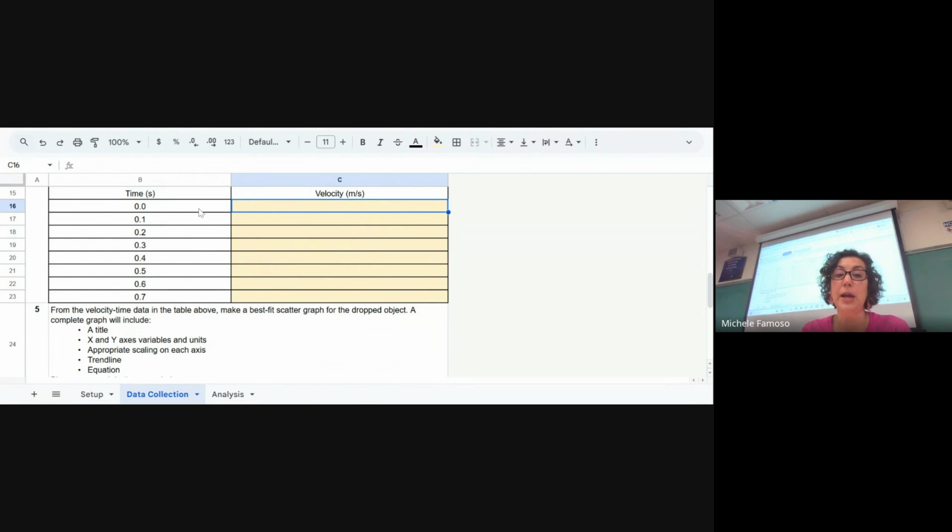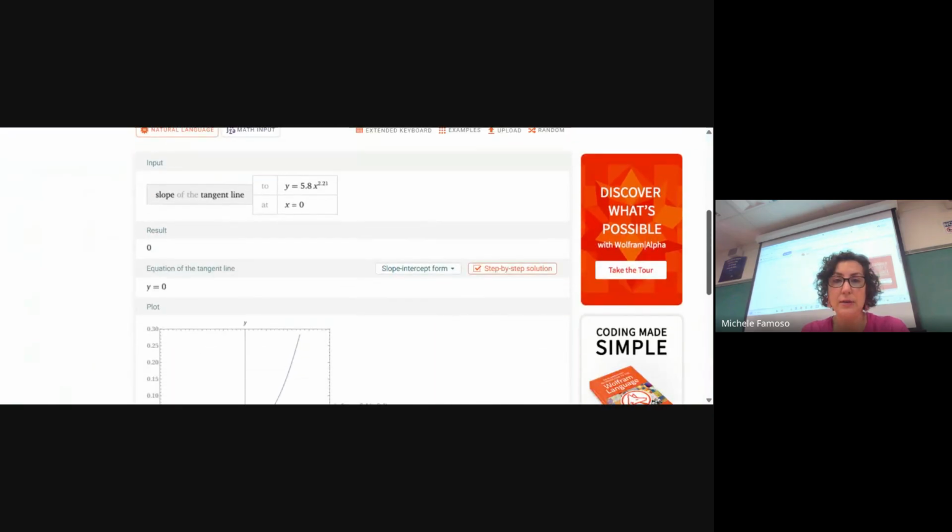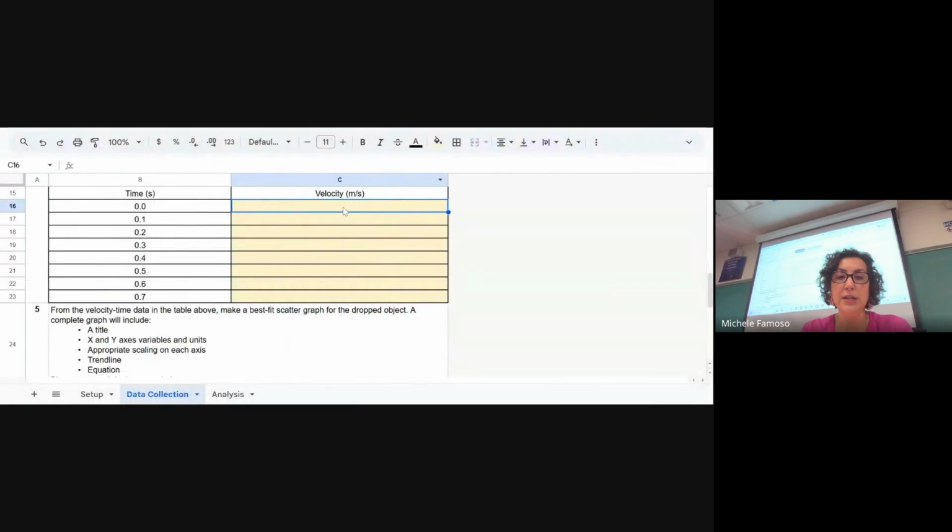So the first time we're going to plug in is 0. On our tangent line calculator, change that x to x equals 0, and then hit calculate. You'll see that it's doing the calculation to give you the slope of that tangent line at x equals 0. Do you see where it says result, and then it puts a 0 here? Result 0, that's the answer for the slope of the tangent line, which is our velocity. So we're going to take that answer, which is 0, go back to our Google Sheet, and type in 0 for the initial velocity. Doesn't that make sense? Didn't it start from rest?